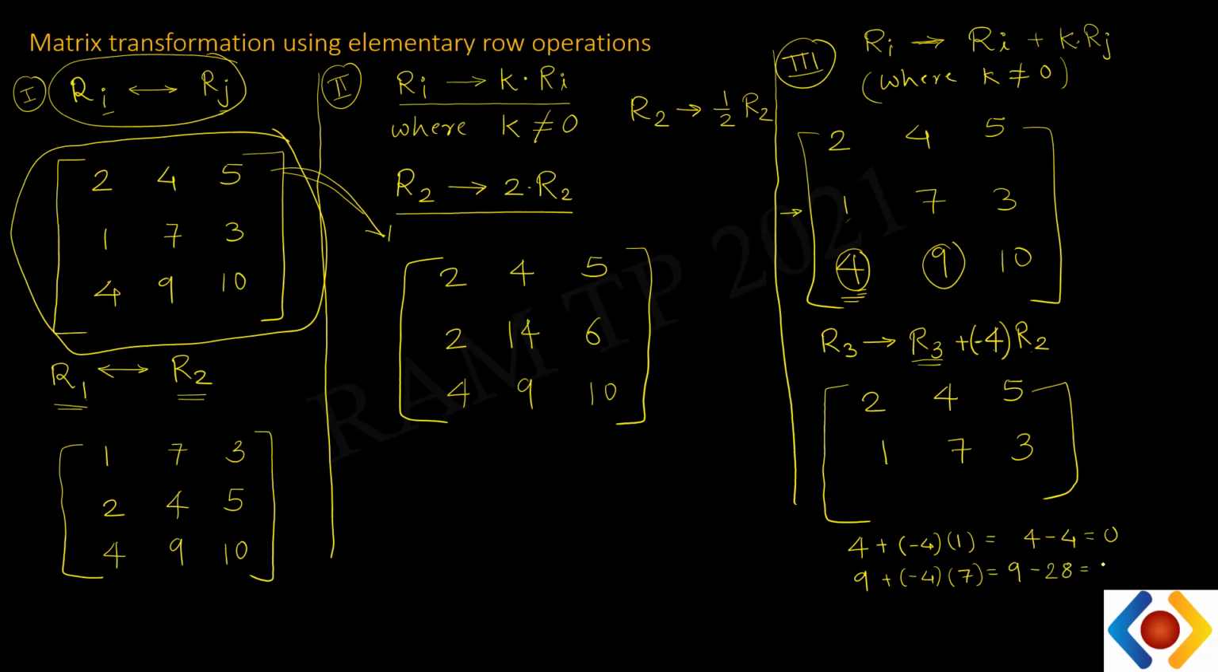So 9 minus 28 would be minus 19, right? Okay. Let's think about the third element now. 10 plus -4 times what is the corresponding element in row 2? 3. So this will give me minus 12. 10 minus 12, which is equal to -2.